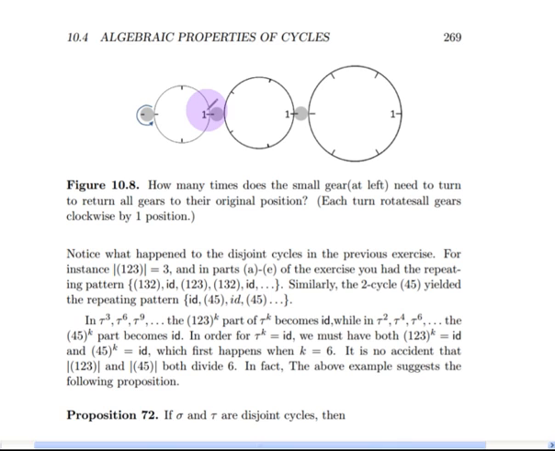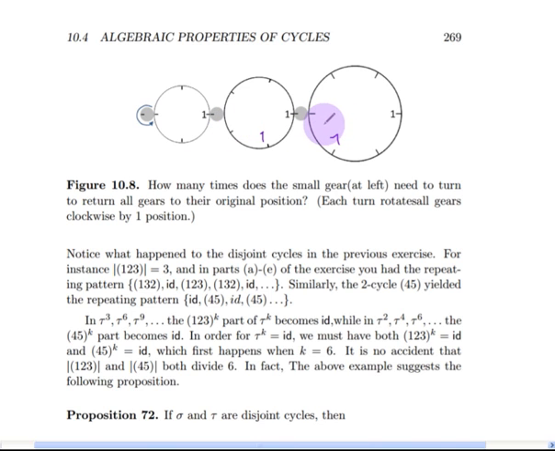However, this one has shifted 4 positions. 1, 2, 3, 4. This one is over here. And this one, 1, 2, 3, 4. This one is over here. Okay, so I don't have the identity. This cycle gives me the identity. The other two don't. So the question is, how many turns do you have to do in order to get all 3 gears back to the start again?